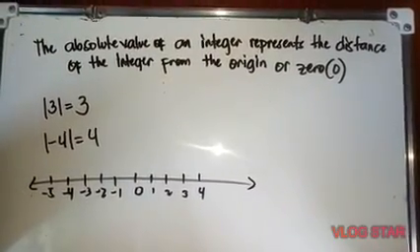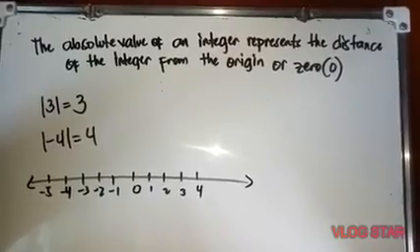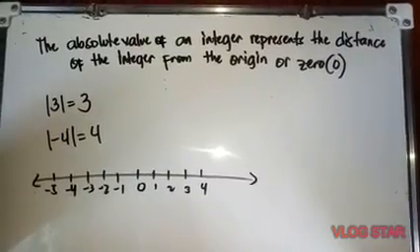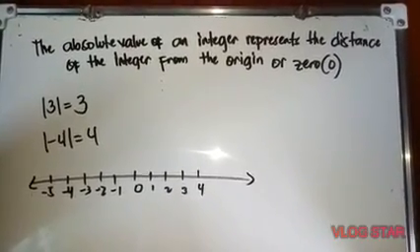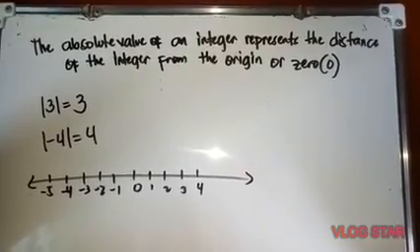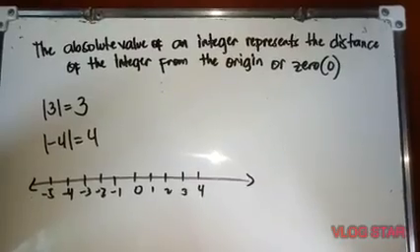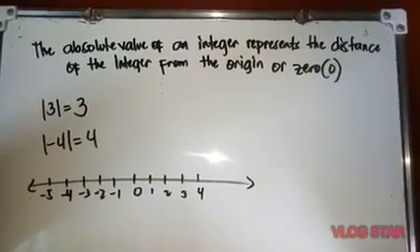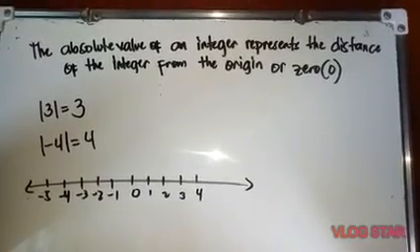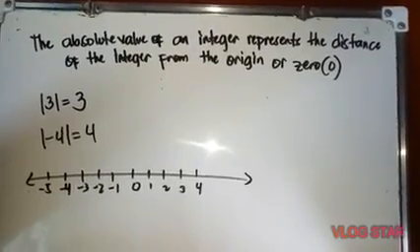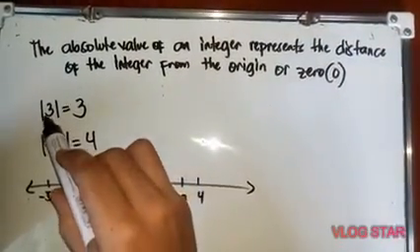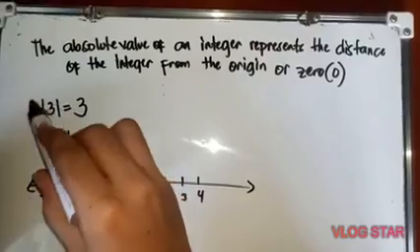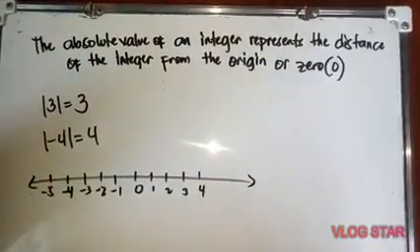Next, let's proceed to the absolute value of an integer. The absolute value of an integer represents the distance of the integer from the origin, or 0. So always when they ask for the distance of the integer to the origin, the answer is always positive. Always get the absolute value. For example, the absolute value of 3. So these two bars represent absolute value.